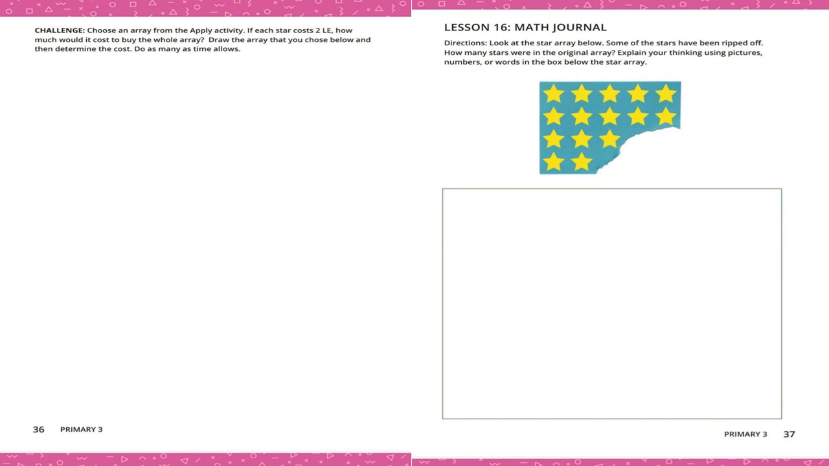Our math book, page 36 and 37. Challenge: choose an array from the apply activity. If each star costs 2 LE, how much would it cost to buy the whole array? Draw the array that you choose blue and then determine the cost. If we choose this array from the previous pages, we will find that we have 10 stars. We have in the first column 5 stars, and in the second column 5 stars. Then 5 and 5, we have 10 stars.